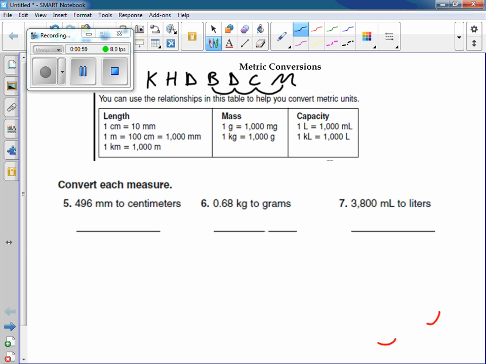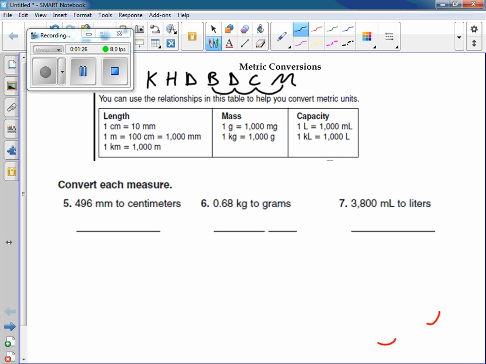So what I want to do today is show you why these things happen and show you another method, a way that you can prove it mathematically. I'm going to use this main chart right here with our length, our mass, and our capacity. We're going to use those rates, those conversions. 1 centimeter is equal to 10 millimeters, and so on and so forth. And we're going to create equivalent ratios.